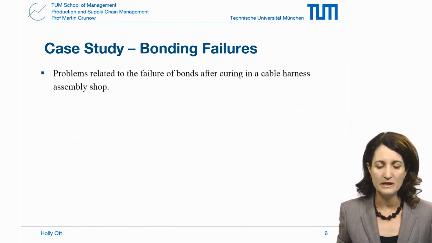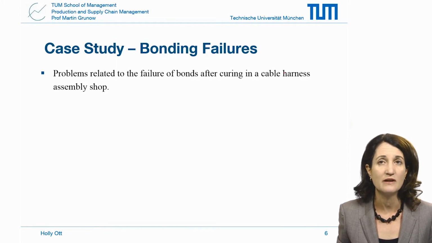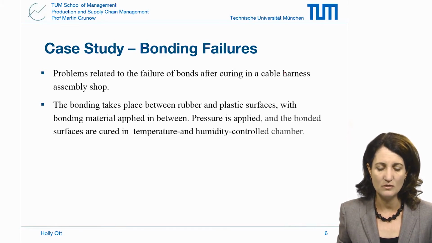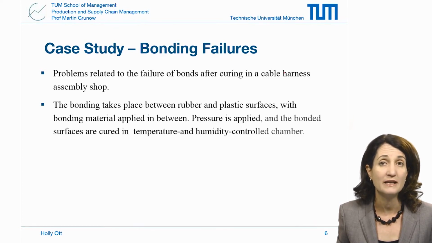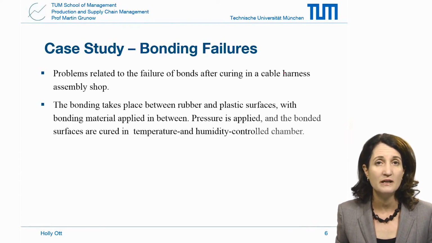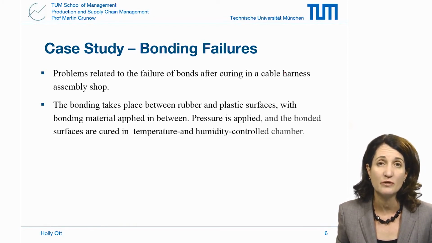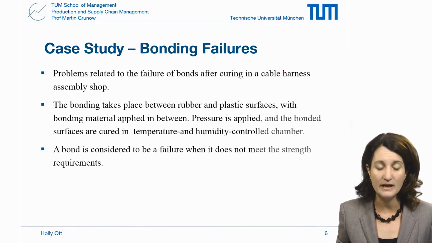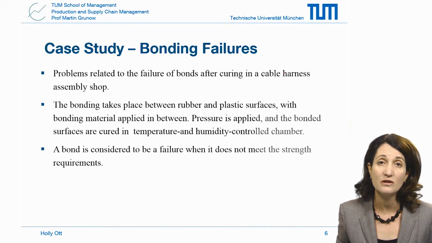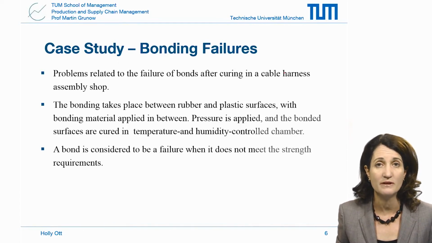We had a problem here relating to the failure of bonds after curing, investigated by a team of students in a harness assembly shop. And the bonding in this case was taking place between rubber and plastic surfaces with a bonding material, some kind of glue applied in between. Then there was pressure applied, and then the bonded surfaces were cured in a temperature and humidity controlled chamber so that they would become very good, and the bond would be considered a failure when it did not meet the strength requirement.